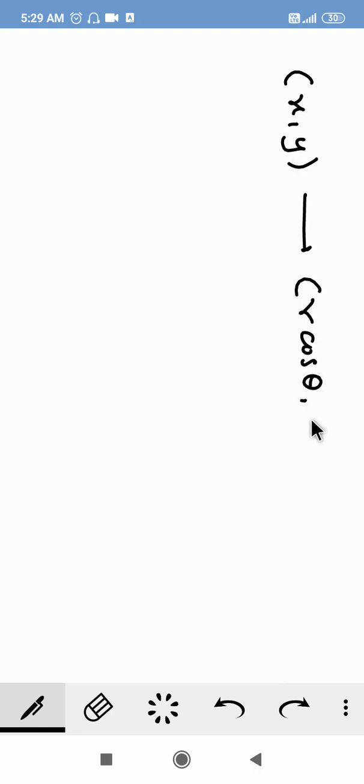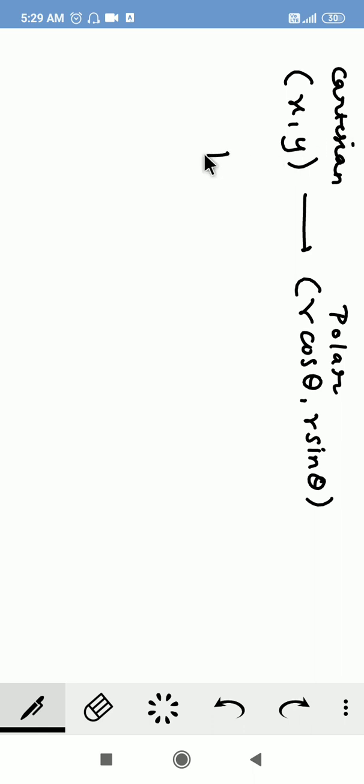Let's see how we can convert this Cartesian coordinate to polar coordinates. In polar coordinates, the x coordinate is written as r cos theta, and the y coordinate is written as r sin theta. So how can we convert this into this? Let's see. This is polar and this is Cartesian.